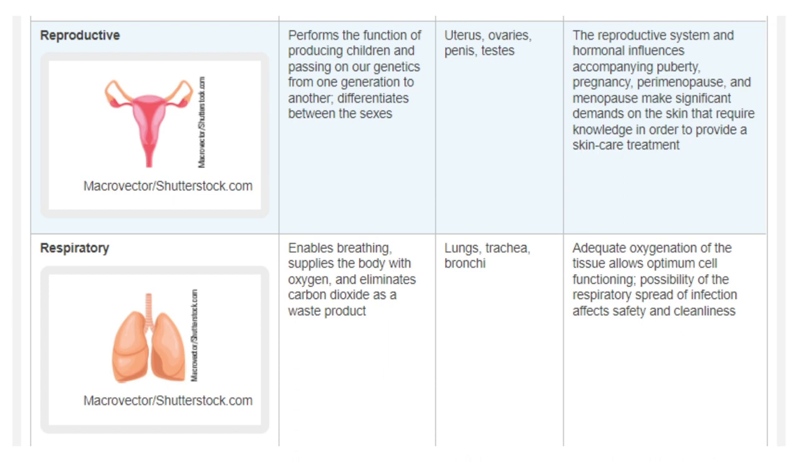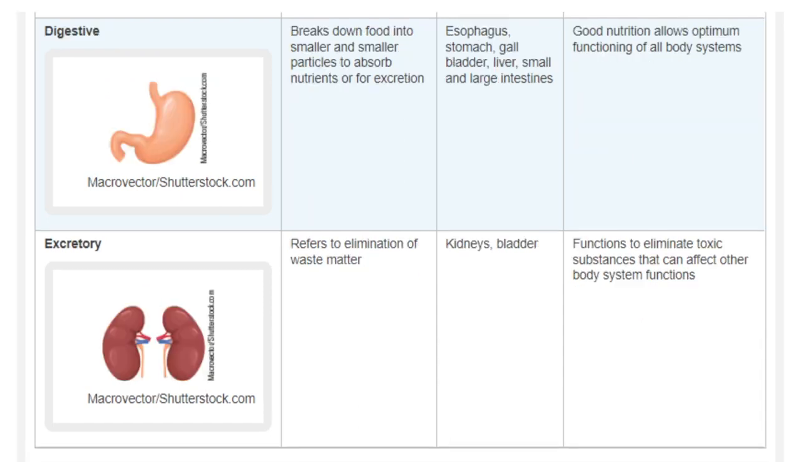Respiratory system. Functions: enables breathing, supplies the body with oxygen, and eliminates carbon dioxide as a waste product. Organs: lungs, trachea, bronchi. Why know this? Adequate oxygenation of the tissue allows optimum cell functioning. Possibility of the respiratory spread of infection affects safety and cleanliness.